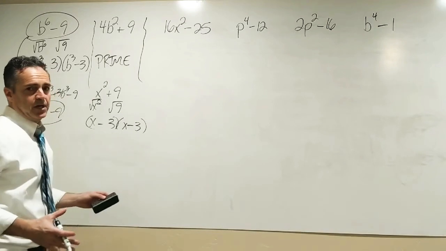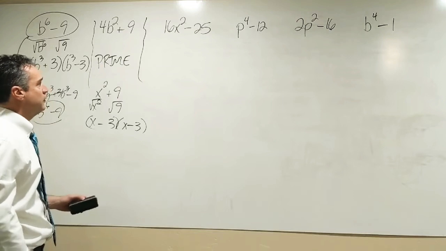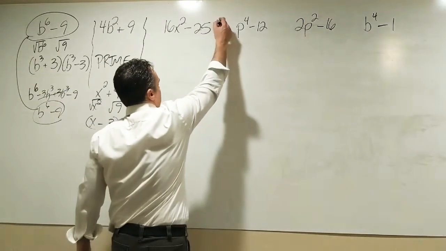If you don't like that explanation, we talked about this once before, sometimes the explanation confuses you, just memorize it. The sum of squares is prime. Let's move on to the next one, okay?